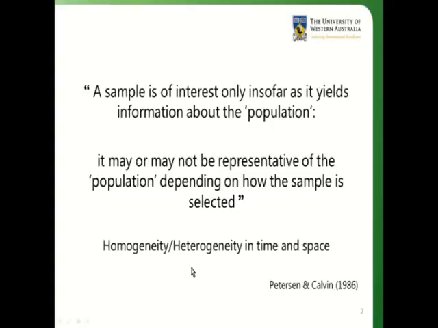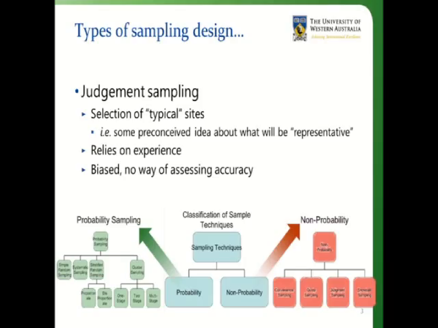So the issues that we need to deal with, of course, are whether our sample area is homogeneous or heterogeneous in time and space. Most often the case is that it's heterogeneous, which means it changes with respect to time and it's not the same at all points in space. So our sampling design would have to, in that case, reflect those properties.